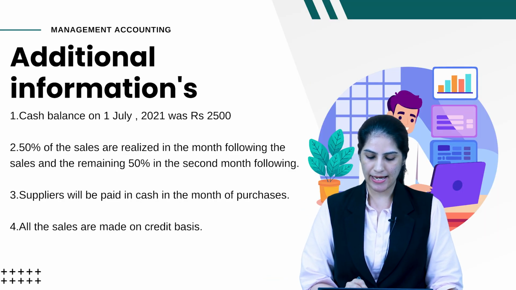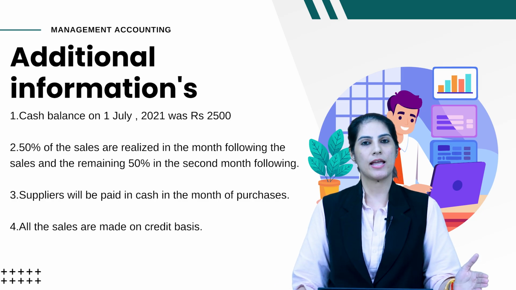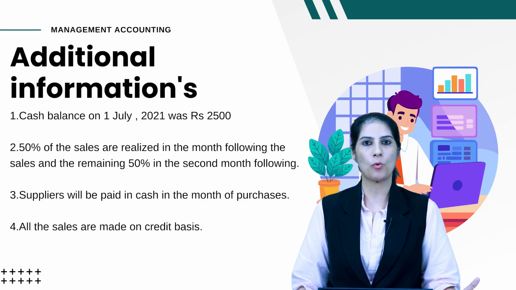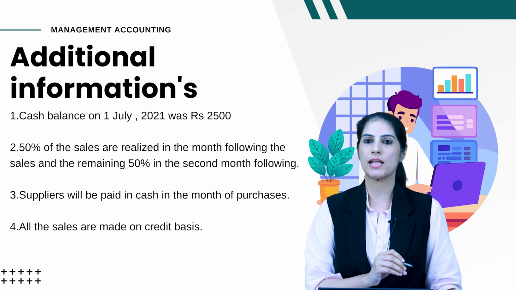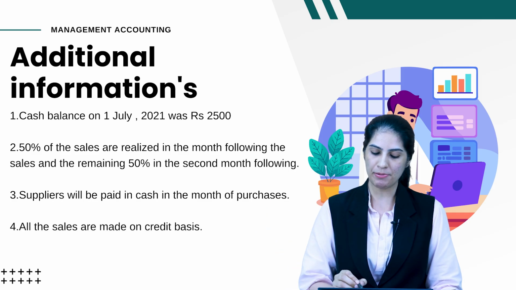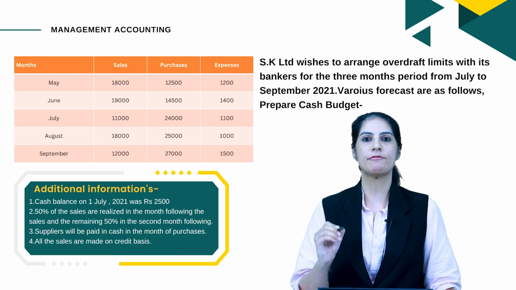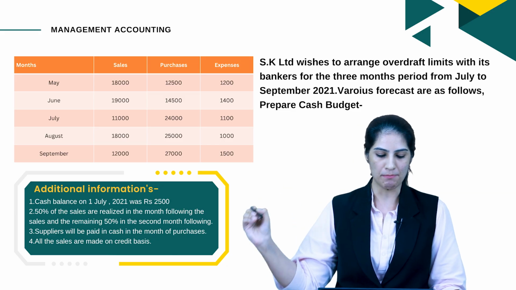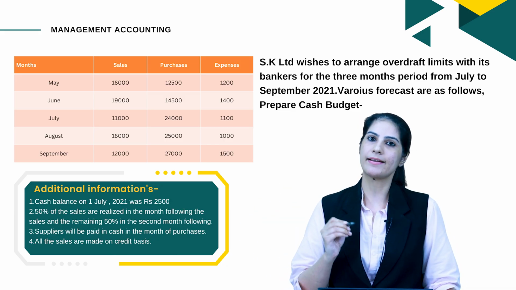Suppliers will be paid in cash in the month of purchases, that is, in the month of purchase only we are going to pay our suppliers. So whatever purchases we have done in the month of May, that will be paid that month itself. For example, if 12,500 is the amount which is given to us, 12,500 will be paid in the same month of May. All the sales are credit.